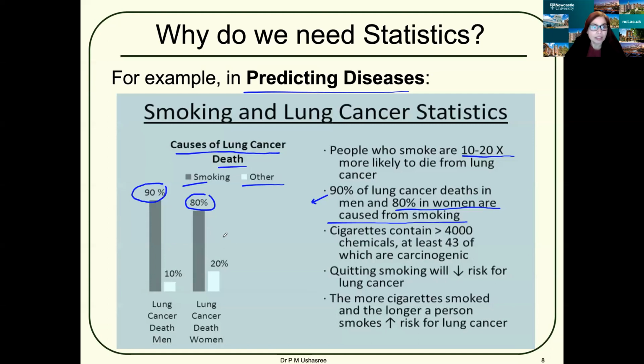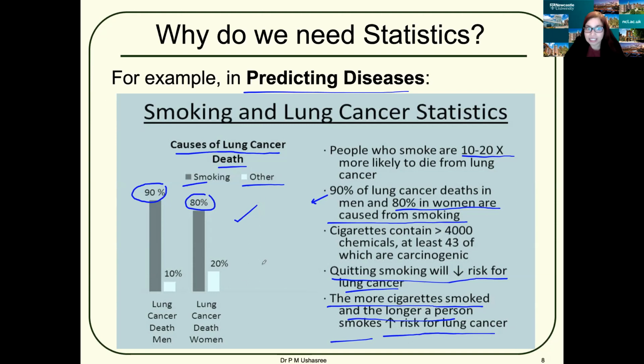So it helps us to interpret the situation. As you can see, we can interpret that the more cigarettes smoked and the longer a person smokes increases risk for lung cancer. Statistics helps us to draw conclusions that smoking is injurious to health. Yes, quitting smoking will decrease the risk for lung cancer. So important conclusions can be drawn from statistics like this.